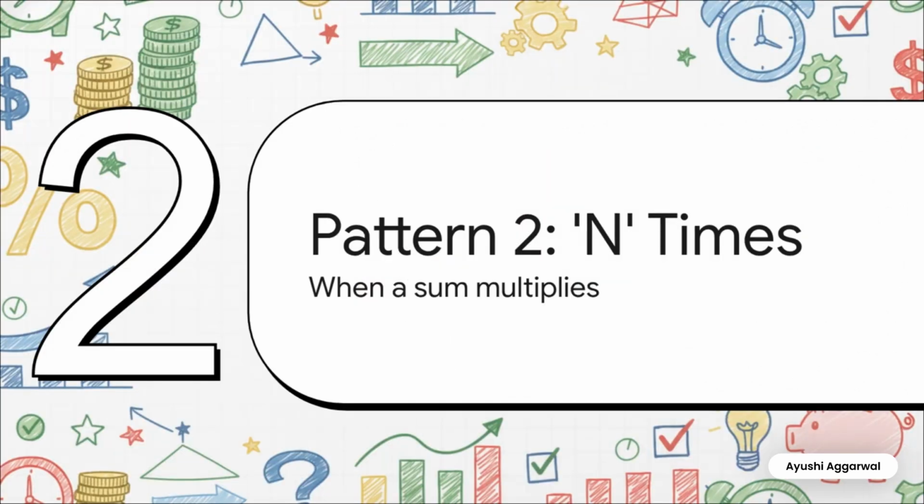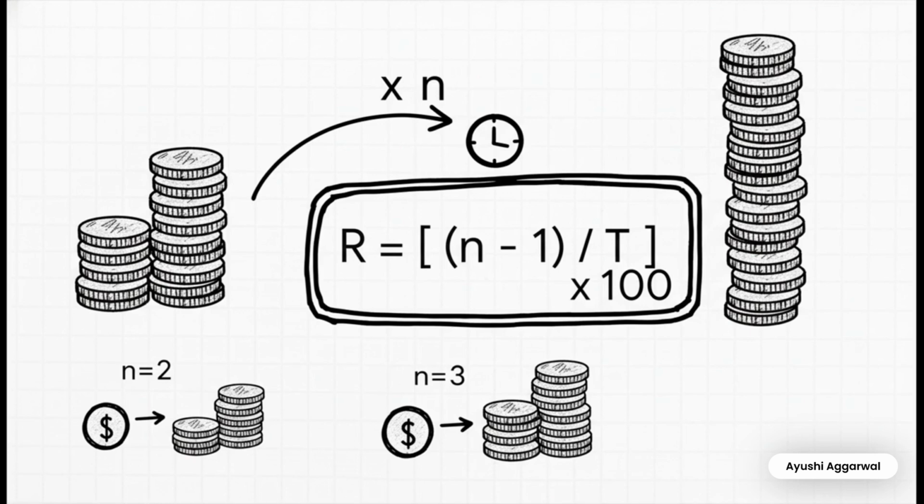All right, ready for pattern number 2? This one is a huge deal. You see it all the time on exams. This is the scenario where a sum of money doubles or triples or becomes n times its original value over a certain period of time. And guess what? There's a super slick formula for this one too. The rate, R, is simply n minus 1 divided by the time, T, and then you just multiply the whole thing by 100.